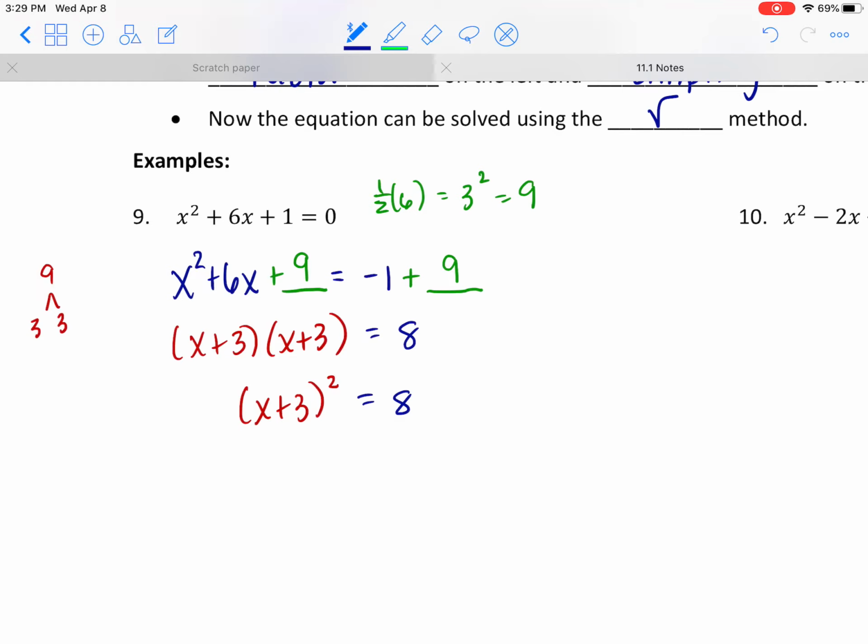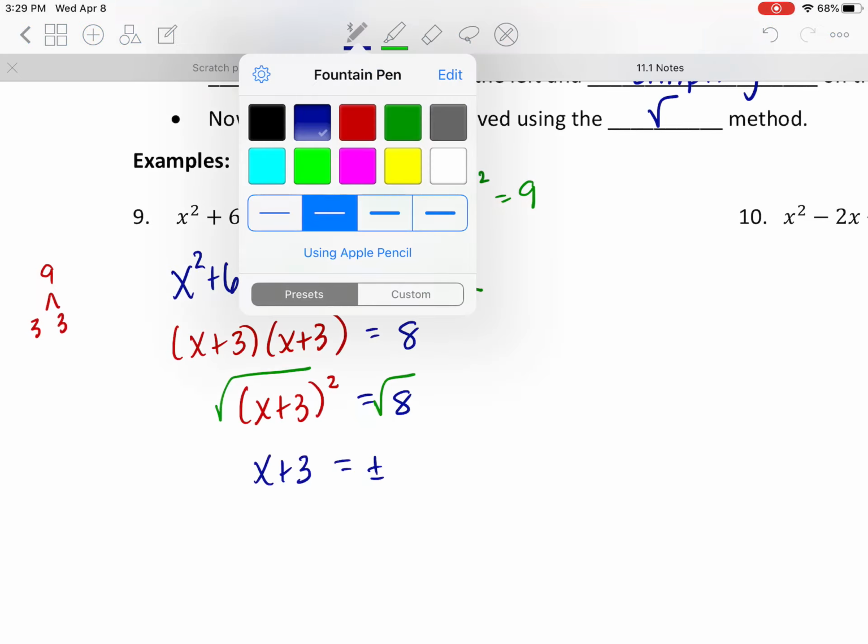What do I have on the other side? On the other side, negative 1 and 9 makes 8. So I'm going to bring that down. And now what we can do is solve using our square root method, right? I couldn't factor this before, but then I was able to factor here, and now I can use my square root method. So completing the square allows us to actually put both of the other processes in play.